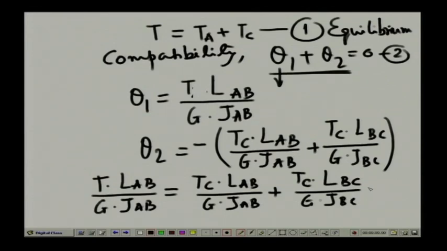So, this is the second equation after writing the relationship between the angle of twist and the twisting moment, and we have the equation of equilibrium, which is T equals T_A plus T_C. So, if we now substitute the numerical values, then we have T times length AB, which is 125, by G, and G gets cancelled from either side.